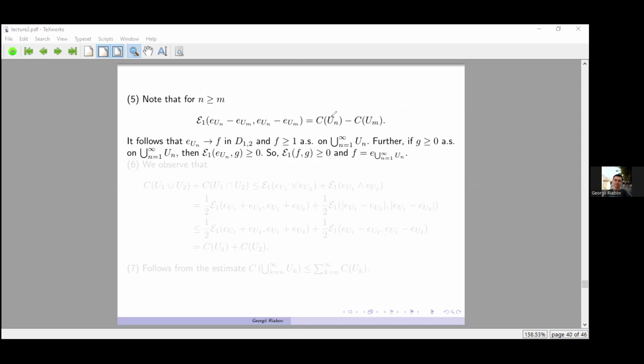Okay, so sets Un are increasing, which means that capacities of these sets also increase and have a limit. So this converges to 0 when n and m converge to infinity.